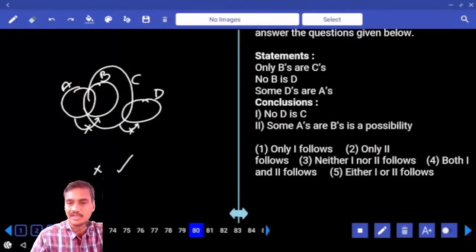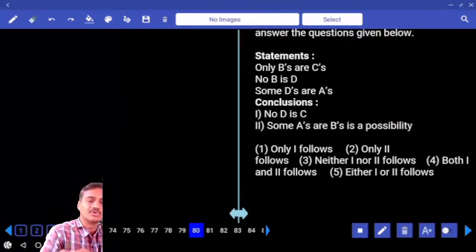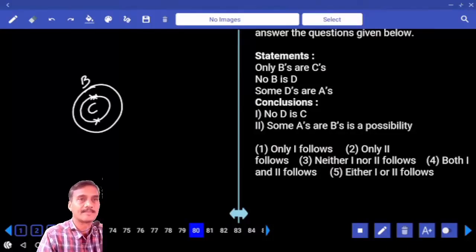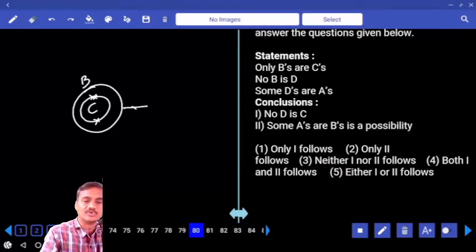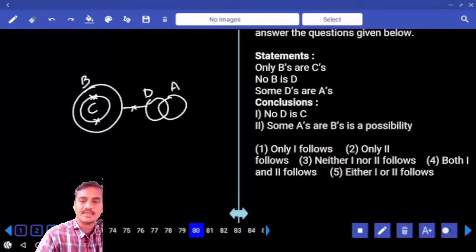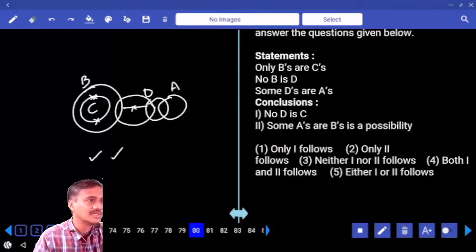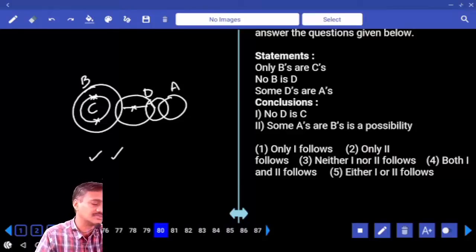And 80, only B's are C's. Only B's are C's means this entire C is a part of this B. Now this C belongs to only B's. Clear? And no B is D. No B is D means no intersection between B and D, and some D's are A's. And no D is C, definitely true. And next one, some A's are B's is a possibility. Some A's are B's, possible or not? Yes, we can write it like this. So what is your answer? Both follow. Both 1 and 2, choice 4, question number 80.